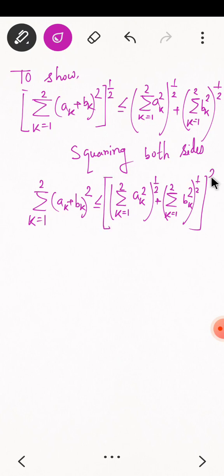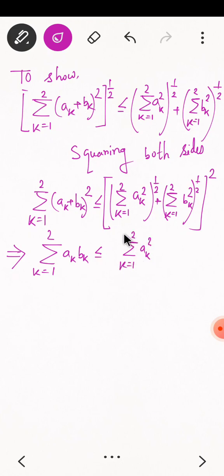So if we calculate this quantity, we get (ak plus bk) square, that is ak square plus 2 times ak bk plus bk square. So these two quantities are getting cancelled out. We get that the summation of ak bk, k equal to 1 to 2, is less than or equal to the summation over ak square, k equal to 1 to 2, whole to the power half, times the summation over bk square, k equal to 1 to 2, whole to the power 1 by 2.